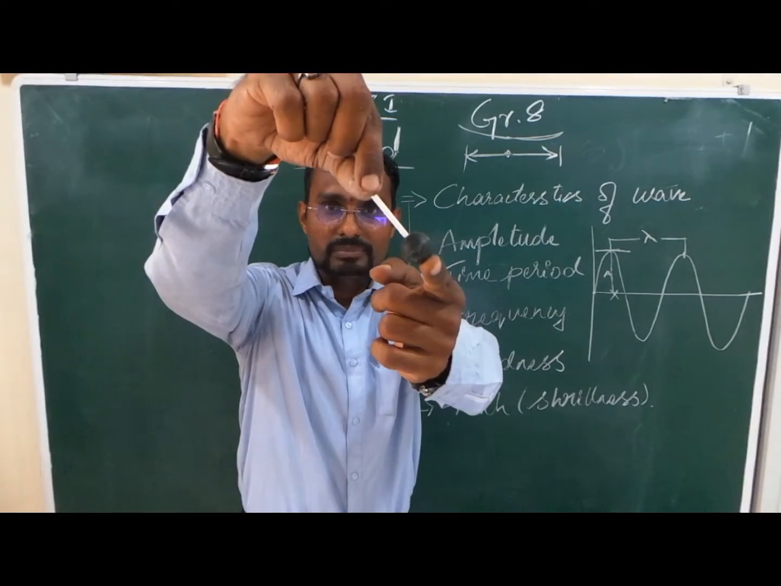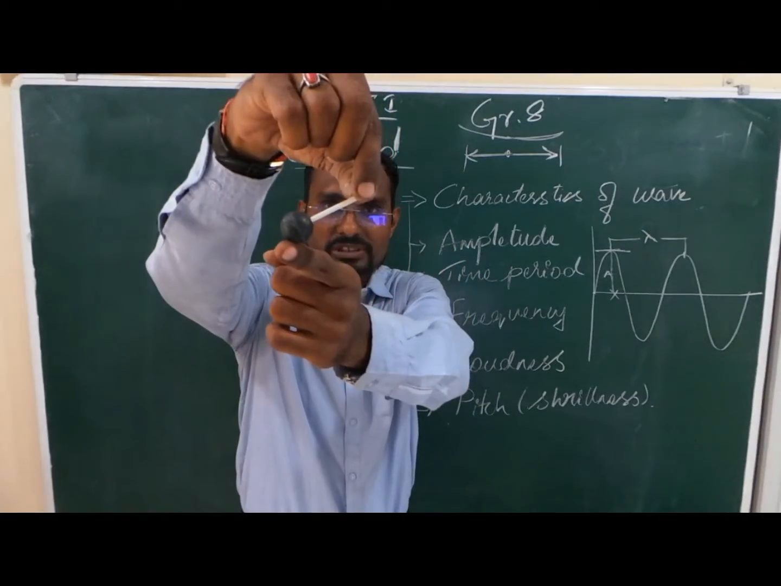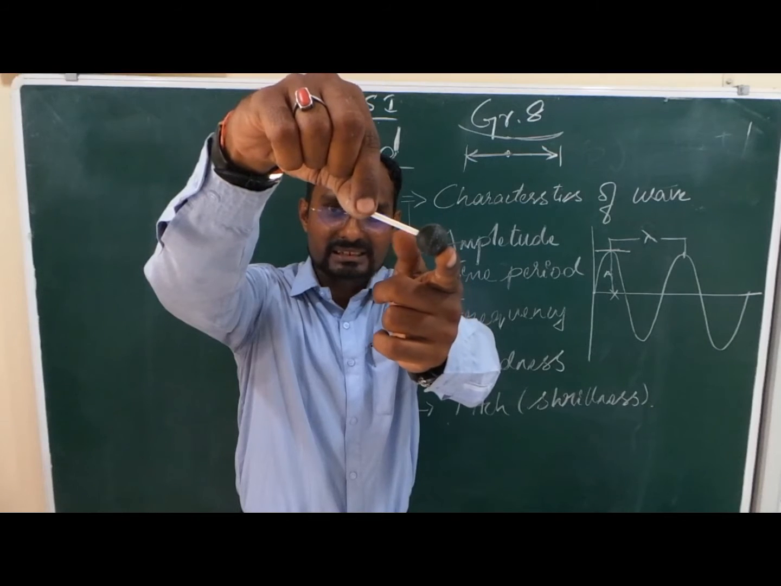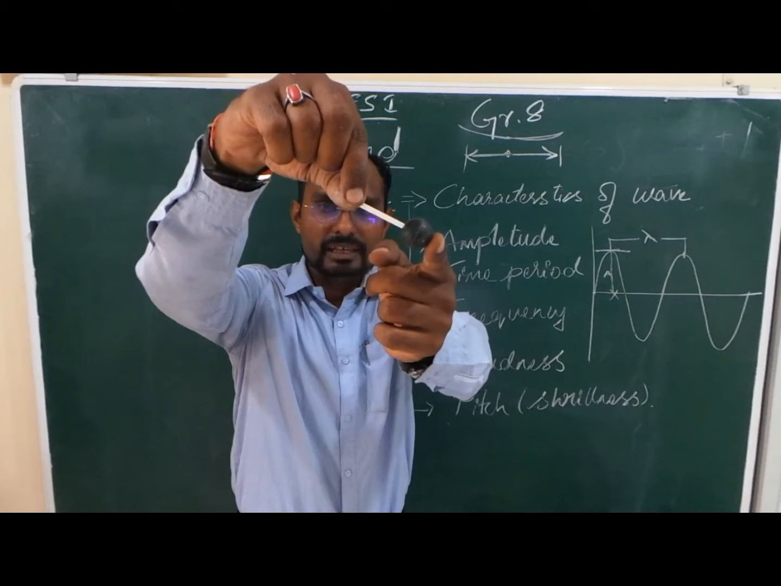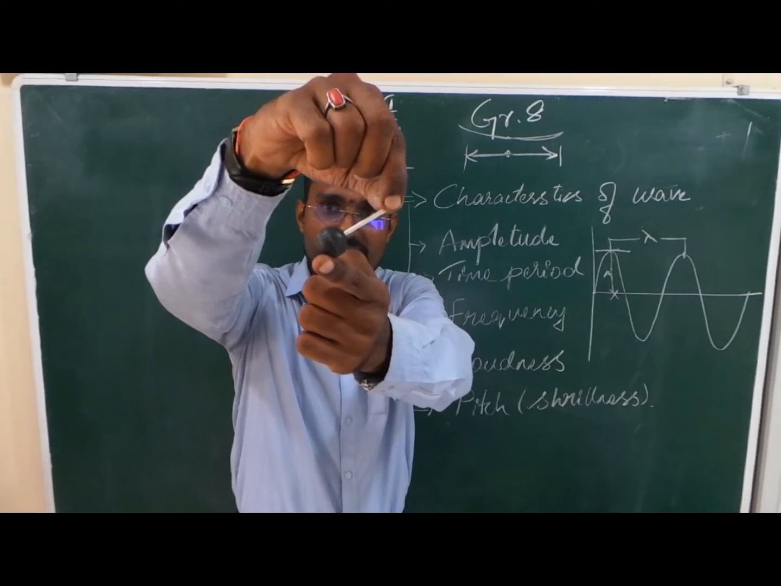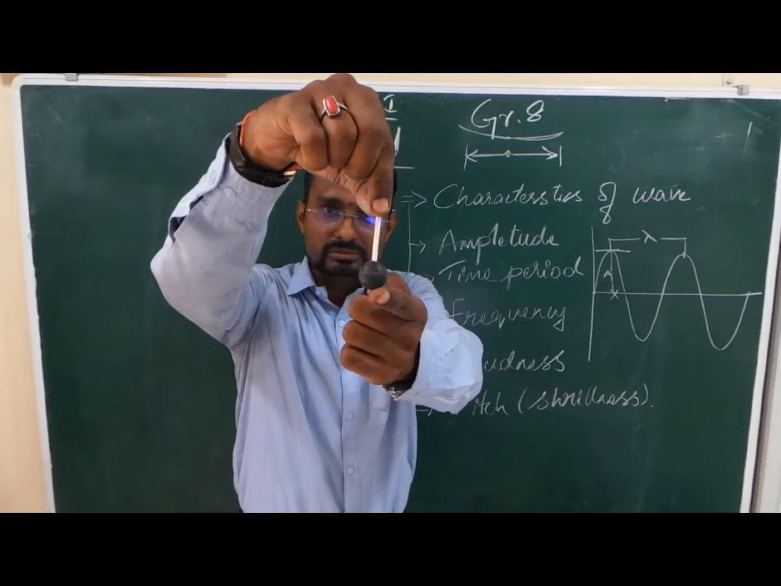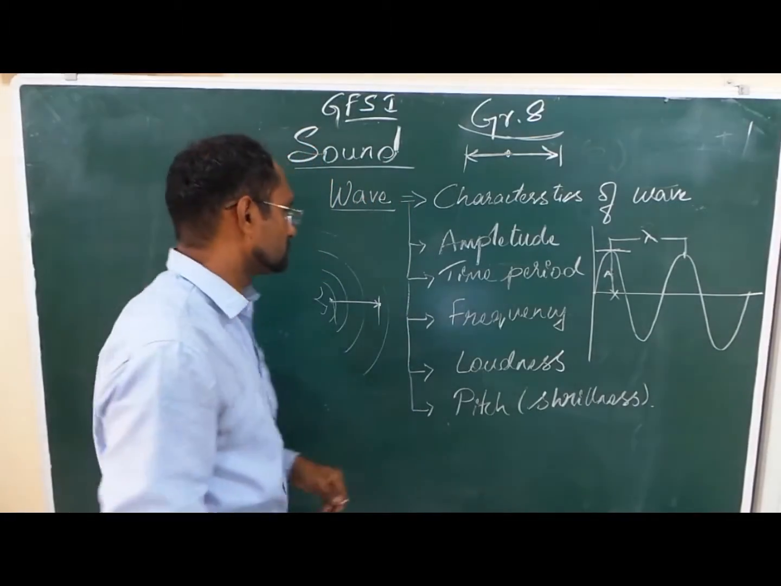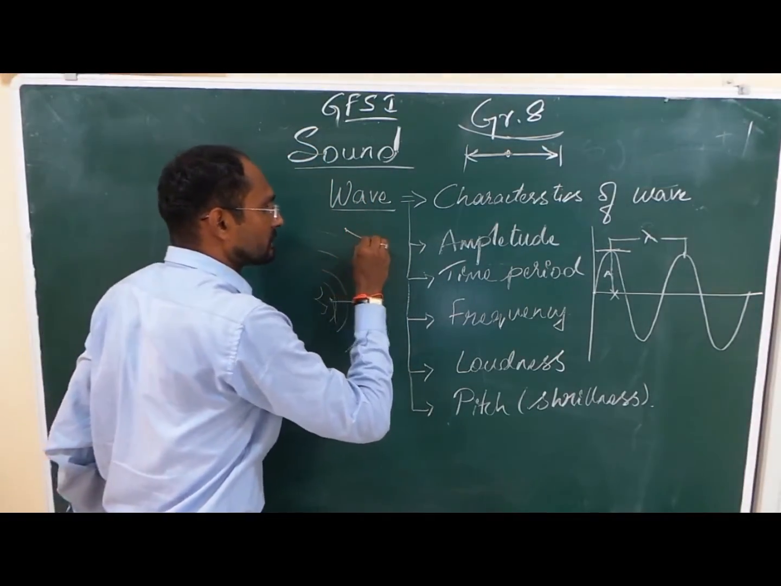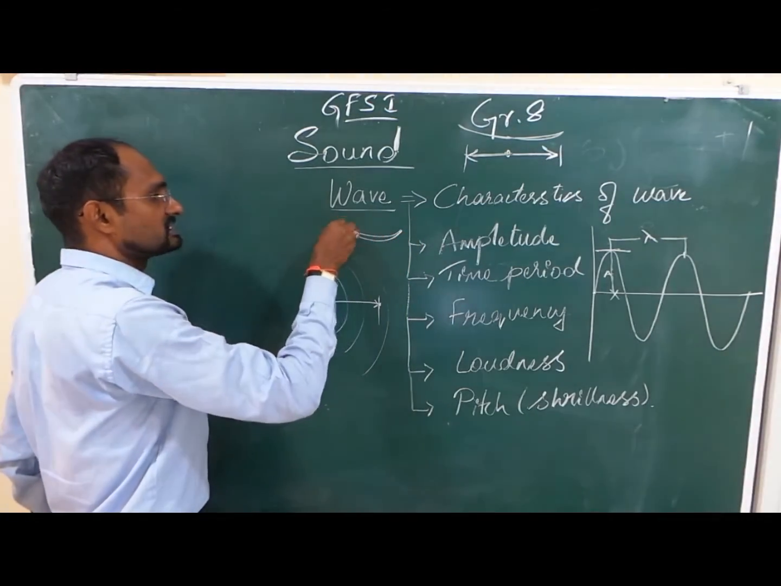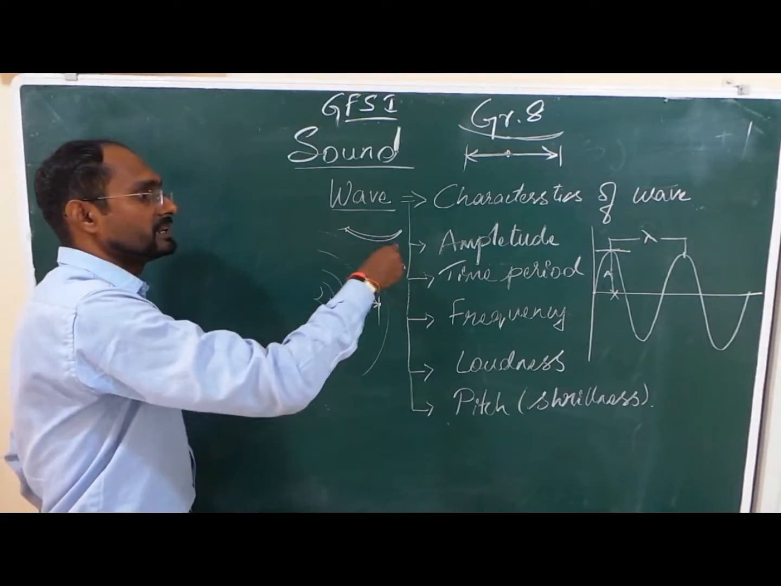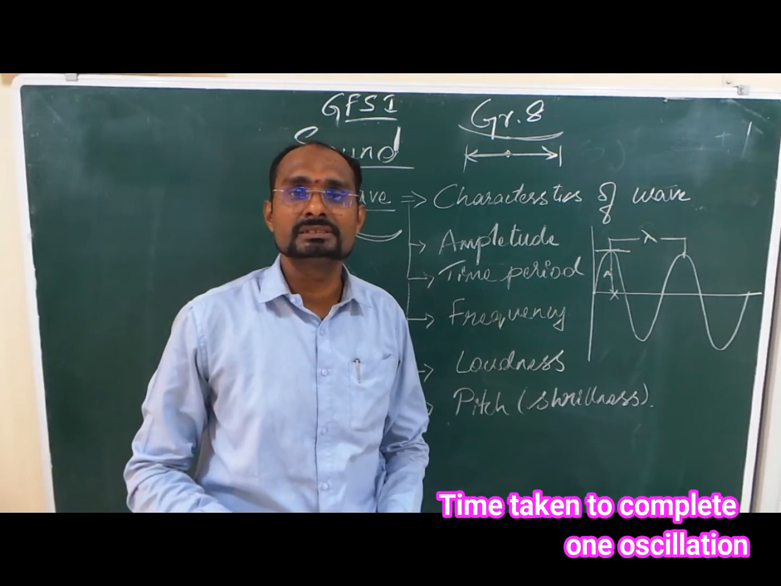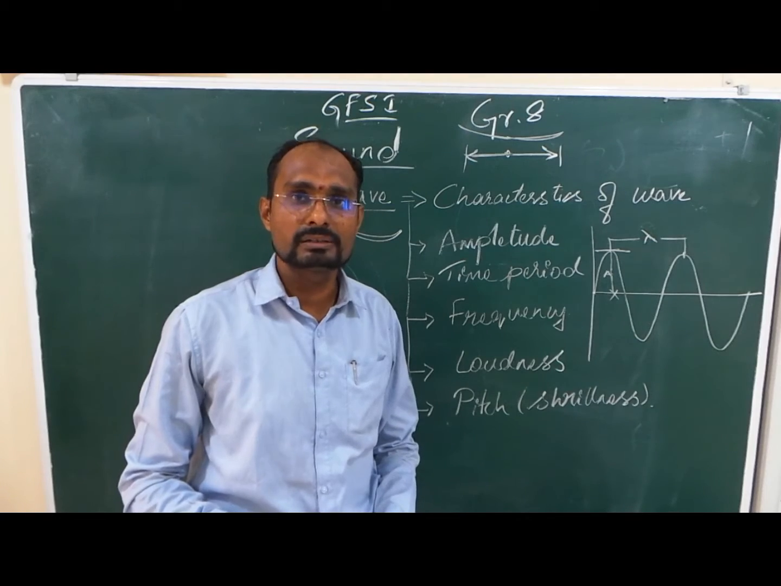Starting from this point, going to the other extreme position and coming back to the initial position makes one oscillation or one vibration. Starting from the extreme position, going to the opposite extreme position and coming back to the initial position, that makes one oscillation. It started here, went to the other point, and came back to the starting point. So this makes one oscillation or one vibration. The time taken to complete one oscillation or one vibration is called time period.